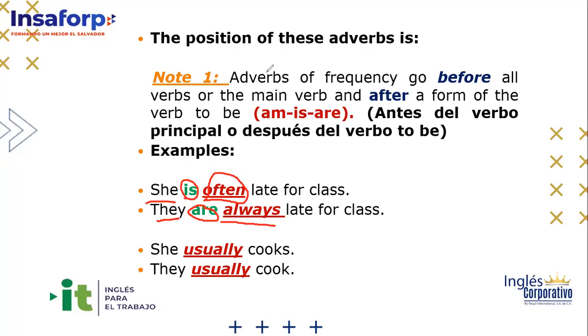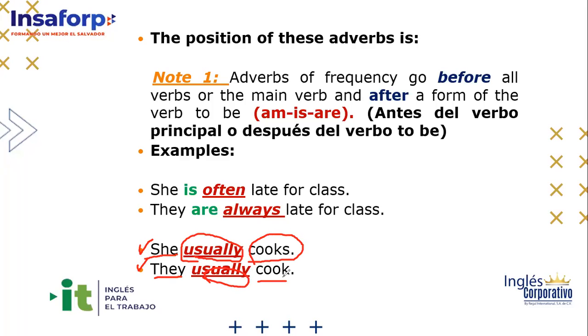Then we have the other one y de ahí tenemos la otra forma o la otra manera para escribirlo. That it is with other verbs, con otros verbos. Can you help me to read them, please, Miss Carolina, Tatiana? She usually cooks. They usually cook. Very good. Y acá, pues igual, ¿verdad? Primero va a ir nuestro sujeto, después nuestro adverbio de frecuencia y por último nuestro verbo principal. Depende de cuál sujeto utilicemos para poder utilizar también nuestro verbo, ¿verdad? Aquí. So, primero sujeto, adverbio de frecuencia y nuestro verbo, ¿ok? Cuando tengamos otro tipo de verbo que no sea el verbo to be, así será el orden.